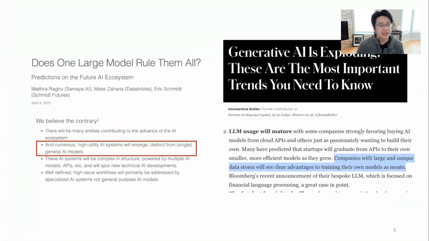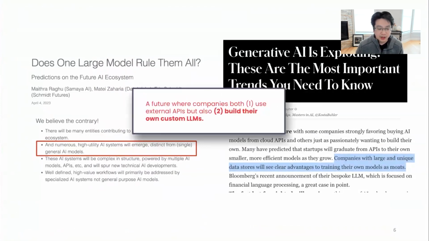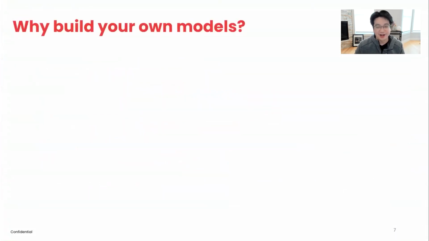And we'll see very distinct AI models emerge, and also companies with large and unique data stores will see very clear advantages to training their own models as moats. So I think we collectively are now arriving at this understanding that the future is going to be where companies both first use external APIs, which are fantastic for building their products, but also want to build some of their own custom large language models. And that's the second piece of what I'll be talking through today, both how to do it, the tools that exist out in the ecosystem, and what our startup, MosaicML, specializes in building.